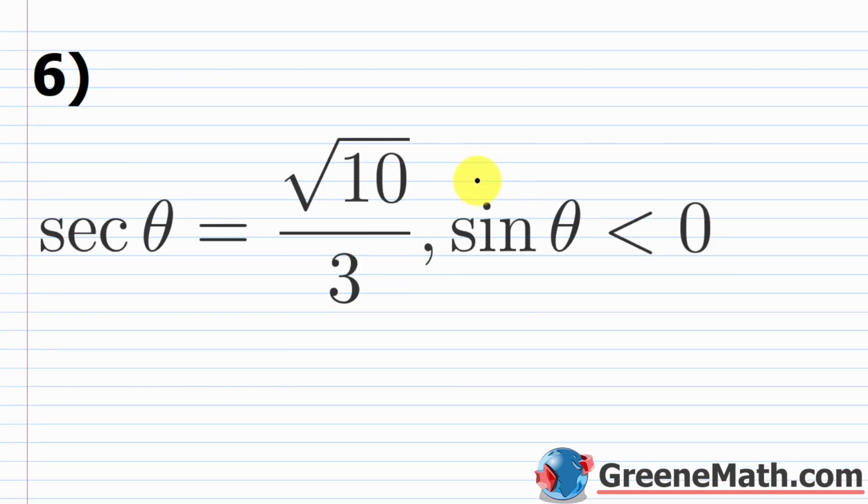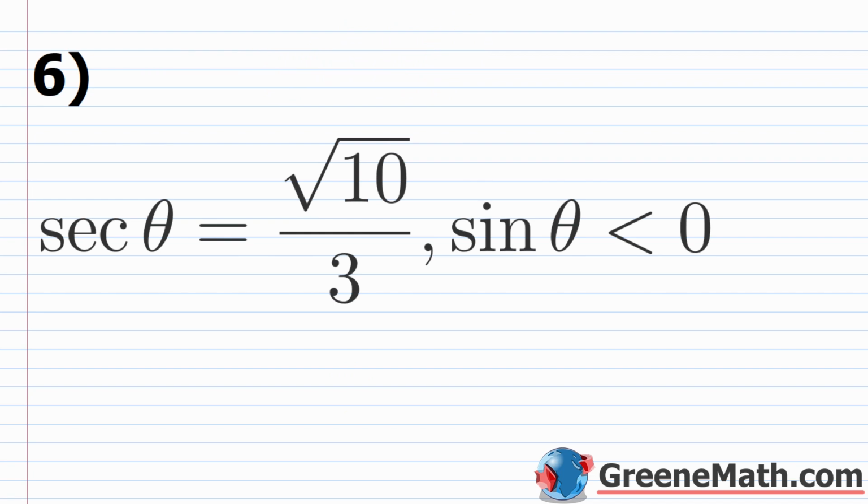Okay, let's take a look at problem number 6. So here we have the secant of theta is equal to square root of 10 over 3, and the sine of theta is less than 0 or negative. So for sine to be negative, you're in quadrant 3 or you're in quadrant 4. For secant to be positive, you have to be in quadrant 1 or 4. So the overlap is quadrant 4. So let me come down here and say that theta is in quadrant 4.